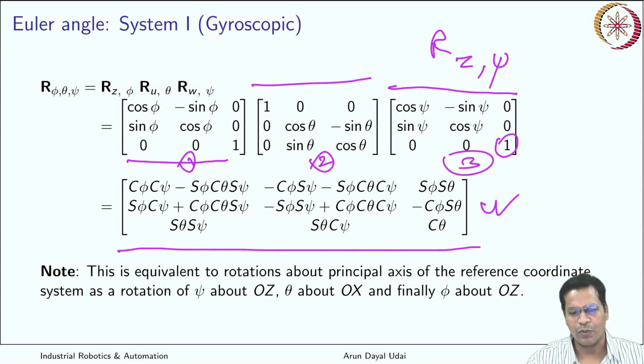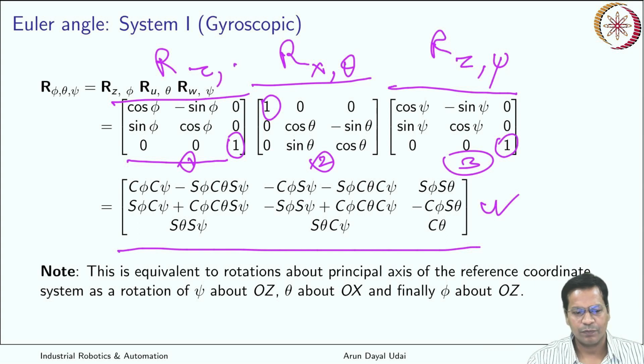This is rotation about x axis by an angle theta. This is rotation about again z axis by an angle phi. Got it? So there are 3 rotations.